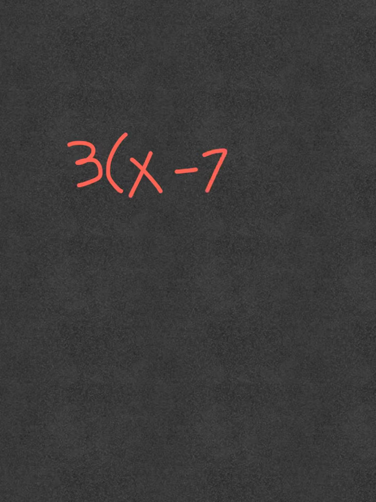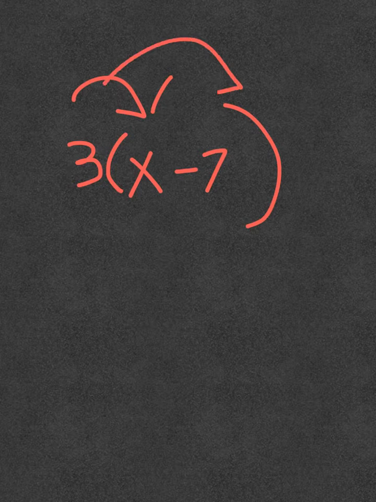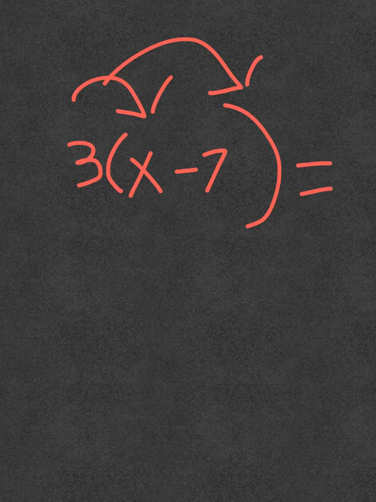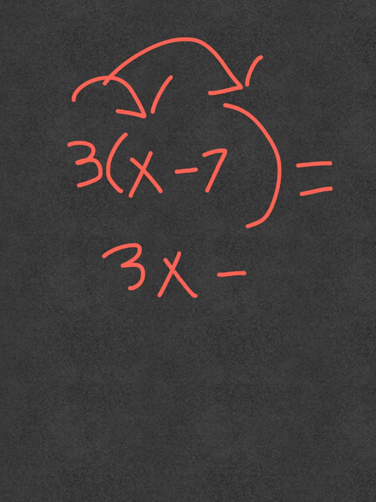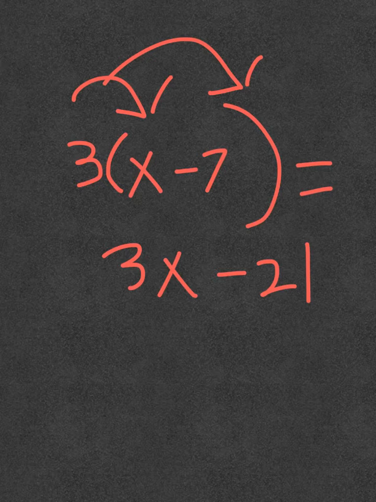Let's start with a basic problem. 3 times x minus 7. In order to distribute the 3 across, we need to multiply it by the x and then by the negative 7 in the parentheses, and this will leave us with 3x minus 21.